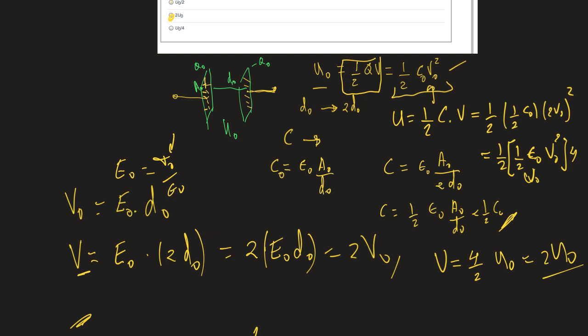distance D0. So what happened to the potential energy, which is what the problem is asking? The new potential energy U will be 1/2 C by V squared. The new capacitance will be 1/2 of C0, and the new potential will be double. But if you make the calculation, double squared will be 4 times. So at the end, the potential energy stored will be double the initial potential energy. So changing the distance D from D0 to 2 times D0 makes the potential energy stored double.